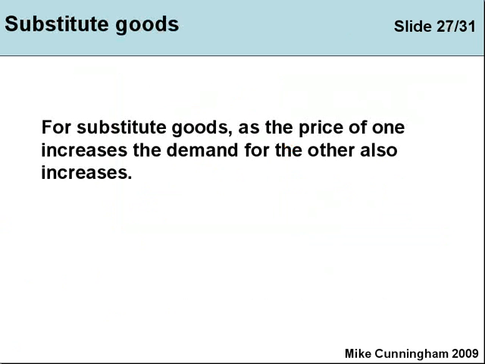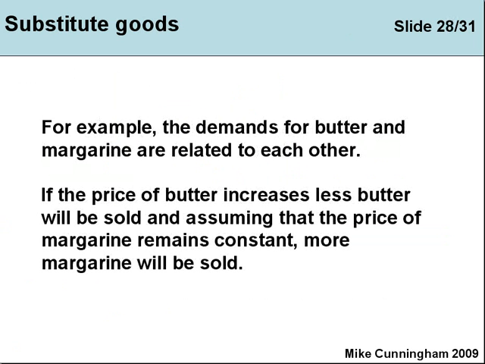Let's look at substitute goods. For substitute goods, as the price of one increases, the demand for the other also increases. For example, the demand for butter and margarine, these are related to each other. So the demands for both of these products are linked. If the price of butter increases, less butter will be sold. And assuming that the price of margarine remains constant, more margarine will be sold.